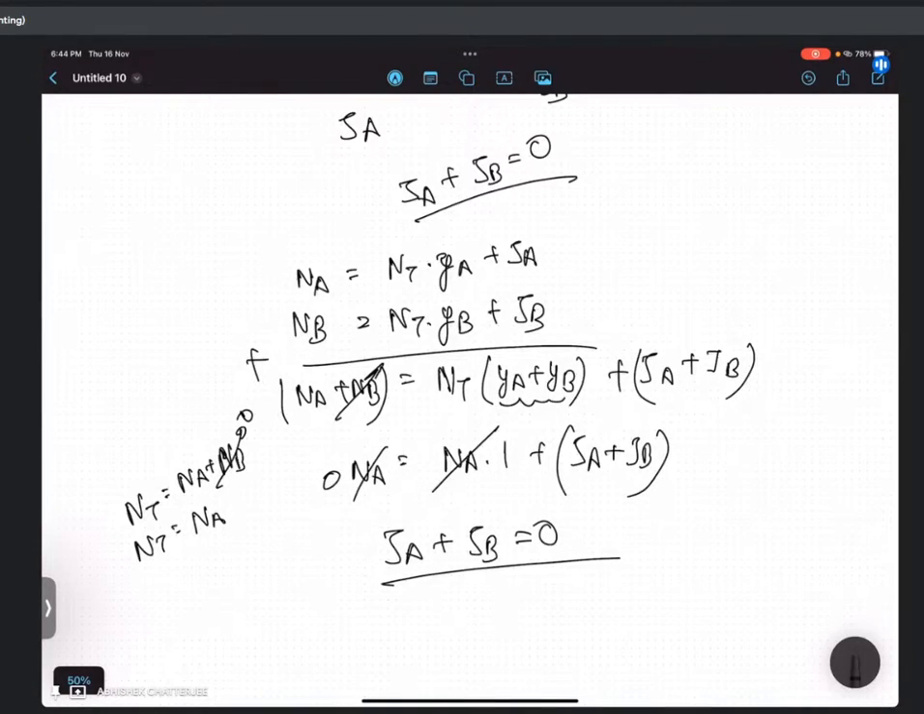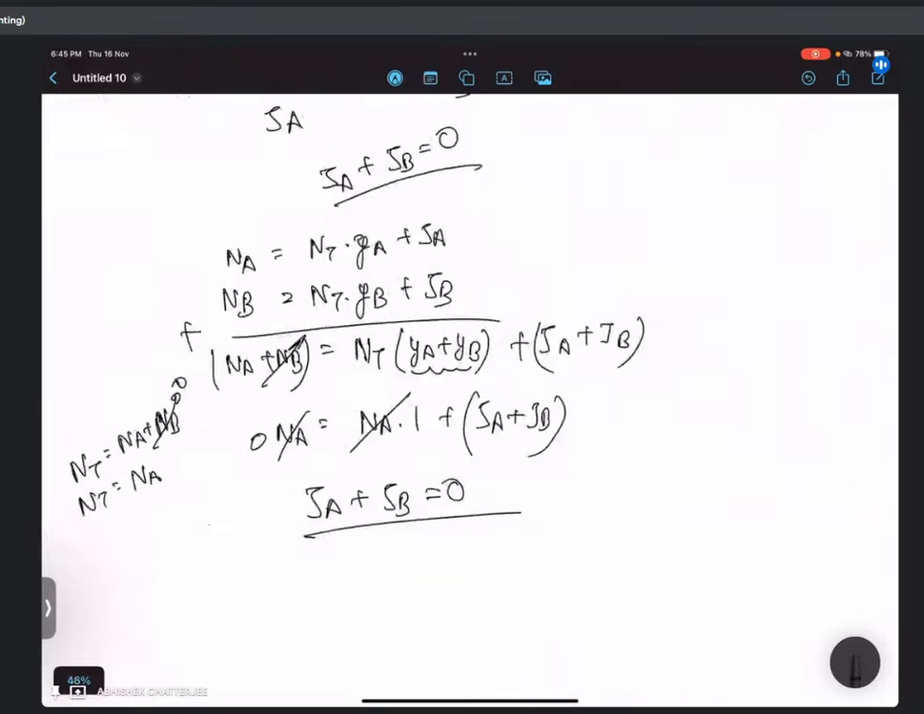Similarly, you do it for equimolar counter diffusion. You will always find that Ja plus Jb comes out 0 in that case also. So your Ja plus Jb is always equal to 0. This is one thing.